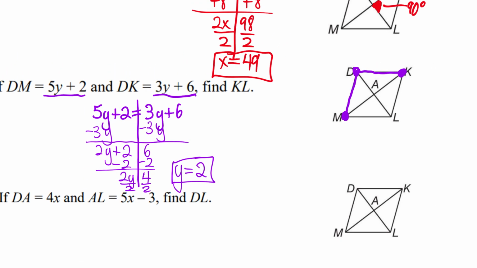Now, notice on this one it says to find KL. So KL is this side over here. It doesn't tell me anything about KL, but what do I know about KL and this side right here, DK? They're equal. So if I can find the length of DK, then KL is going to be the same. I'm going to take this 2 and plug it in right here. What's 3 times 2? And 6 plus 6 is 12. So DK is 12, so how long is KL? It's 12 also.